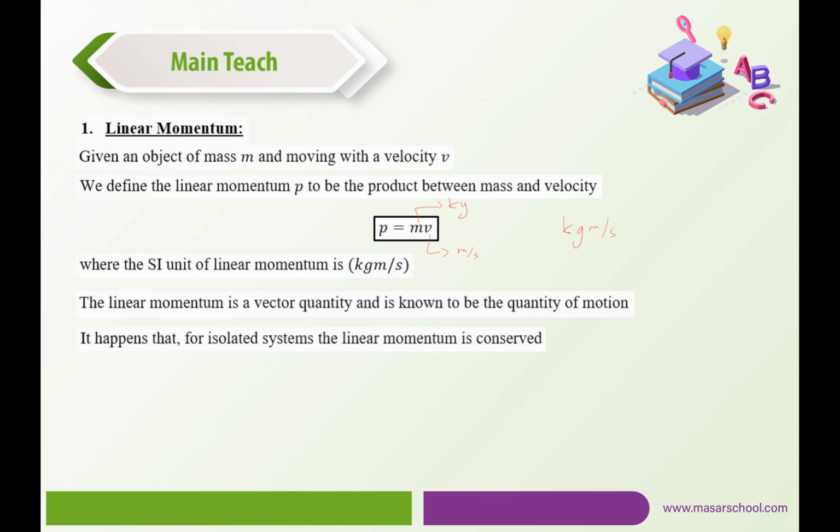It happens that for isolated systems the linear momentum is conserved. Then you can ask the following question: why define a quantity given by the mass times the velocity, and not, for example, the mass times the displacement? Because, as we shall see later, for an isolated system the linear momentum is a conserved quantity, which makes it a unique quantity to be defined.